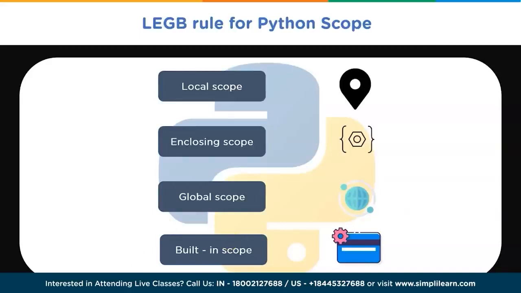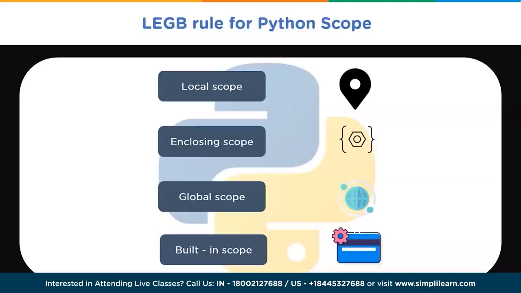Now talking about local scope, the variables which are defined in the function are called local scope of the variable. So these variables are defined in the function's body. Now talking about enclosing scope, now this scope only exists for nested functions. If the local scope is an inner or nested function, then the enclosing scope is the scope of the outer or enclosing function.